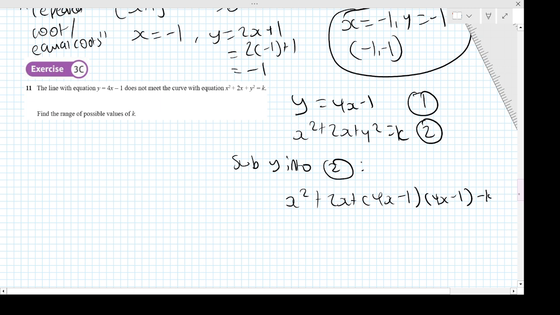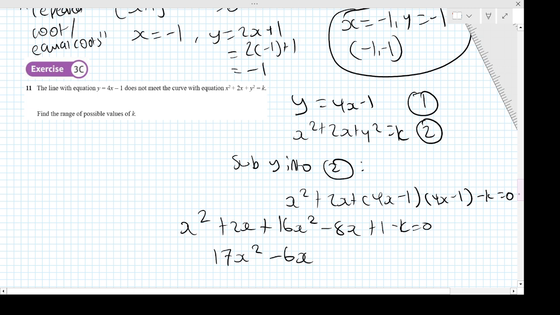I moved the k to the other side to make the equation equal to 0. Then I'm going to expand these brackets. We get x squared plus 2x plus 4x times 4x, which is 16x squared, minus 4x minus another 4x, minus 8x, plus 1, since minus 1 times minus 1 is plus 1, minus k equals 0. Then I'm going to tidy this up. So I have 16x squared, another x squared, that's 17x squared. Then I have 2x minus 8x, that's minus 6x. Then I have plus 1 minus k, right? And I can't simplify that anymore.